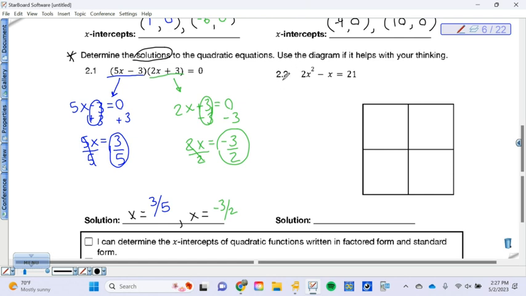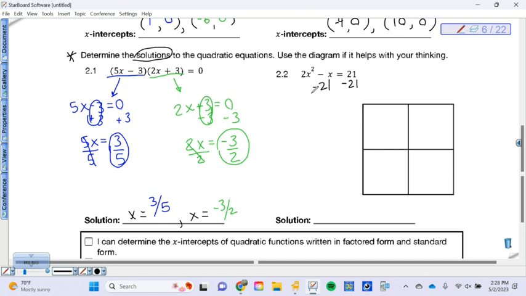Same kind of idea. Got to find the solutions. Is this in standard form? It's close to standard form, but what's different about this? You're right, there's no parentheses. There's no 0. This side doesn't equal 0. How could I make this side 0? How do I make 21 0? Negative 21. So my first step here is to subtract 21 from both sides.